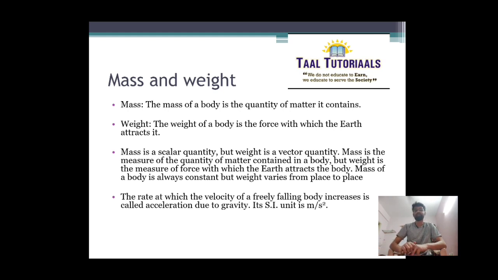The rate at which the velocity of a freely falling body increases is called acceleration due to gravity. Its SI unit is meter per second square. What is the gravitational unit of force? The gravitational unit of force is 1 gf, which is equal to 980 dyne.